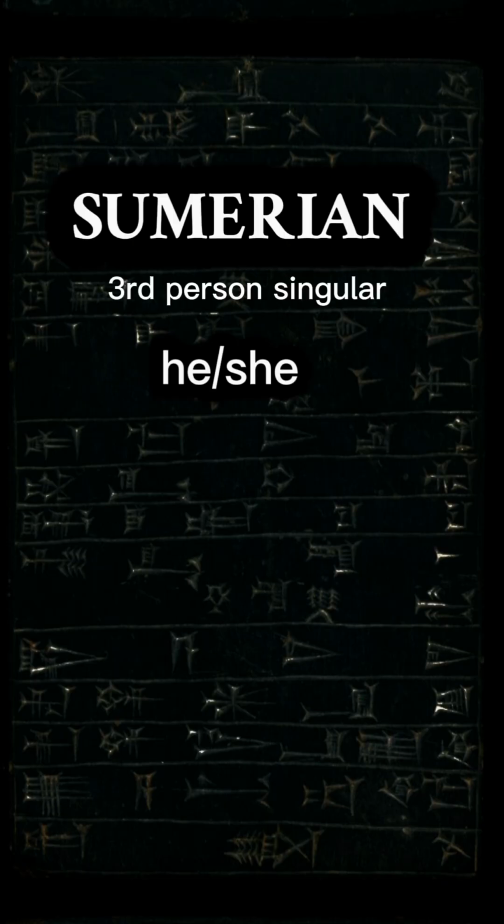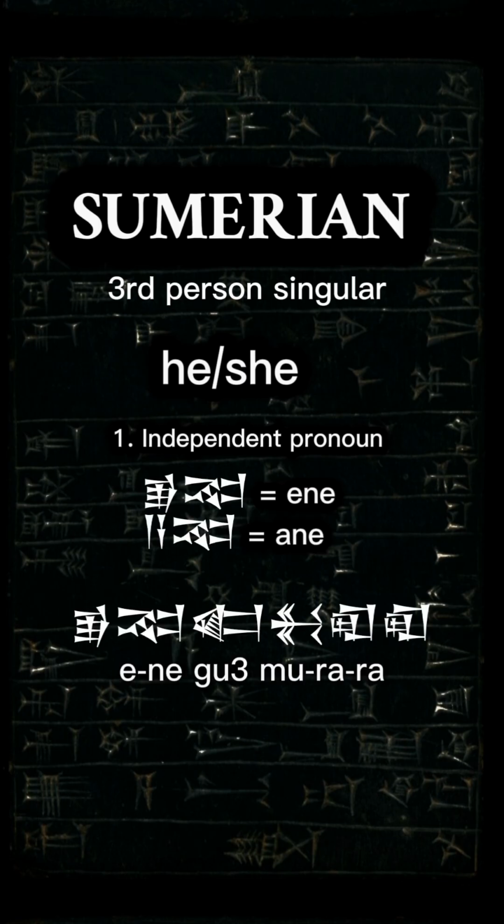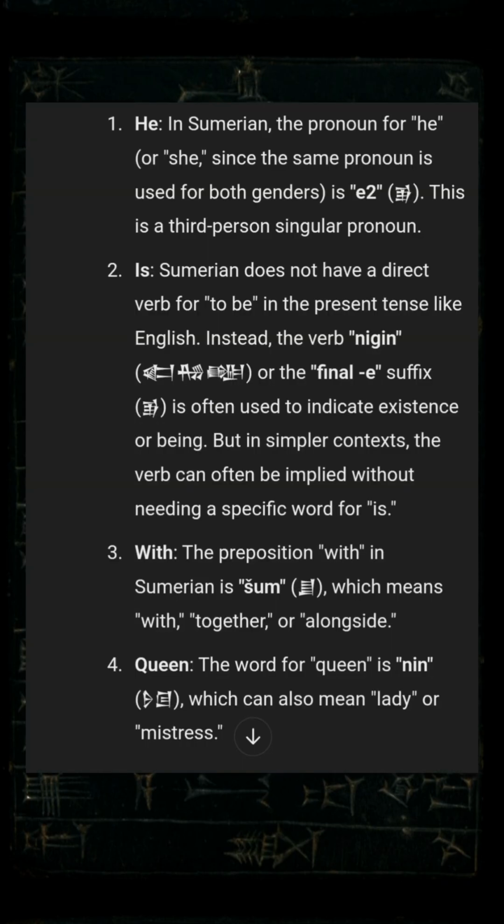The simplest and easiest way to express the third person in Sumerian would be with the independent pronoun, which is ene or ane, depending on time period. A quick example would be ene gumurara. Fully translates to "he roared". However, I personally would directly translate this as "he beat the voice at you". So, ChatGPT, he, completely wrong here.